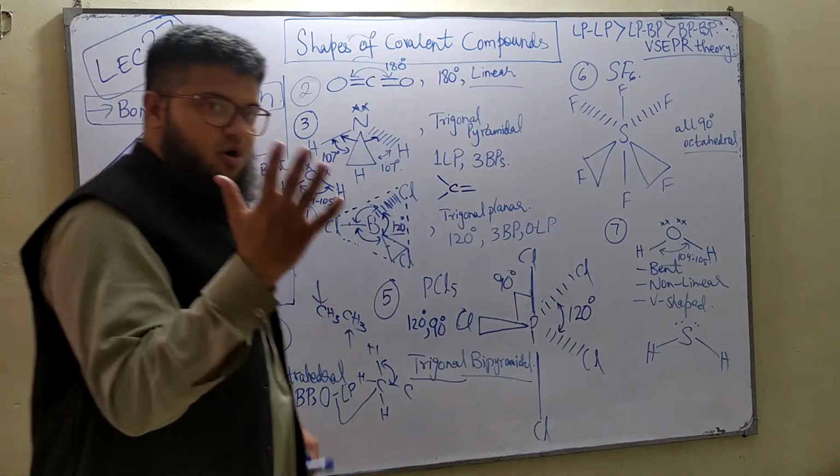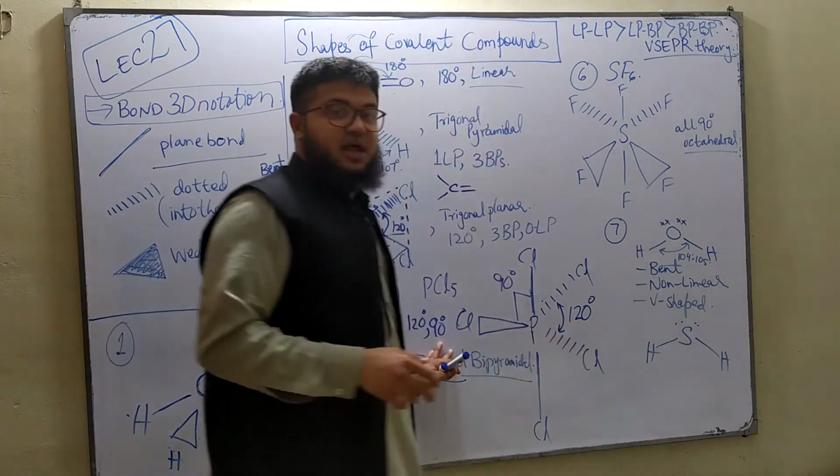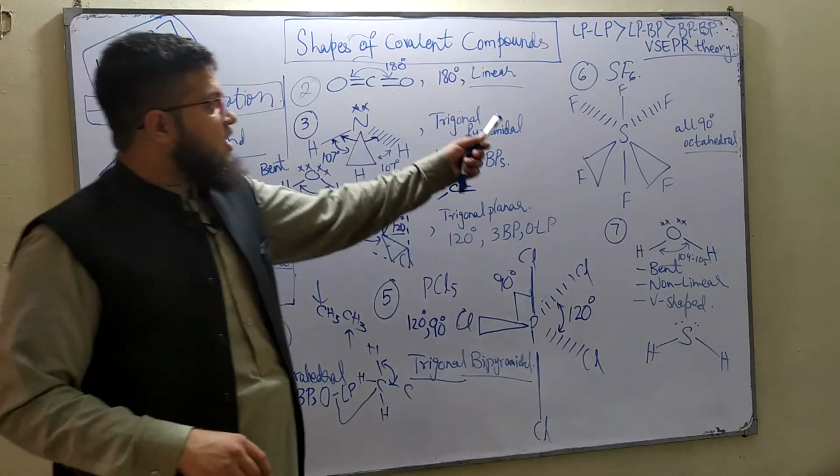So whenever you have 5 bond pairs, you've got 2 angles, 120 and 90 degrees. Then coming to the last one, SF6.